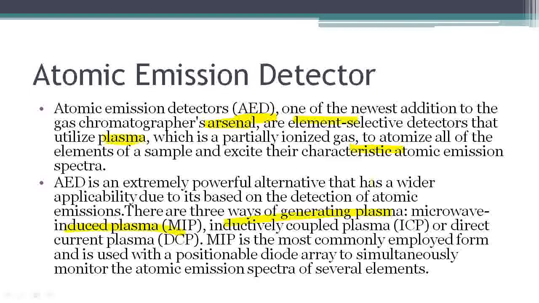And the microwave induced plasma is the most common. Okay, so what happens, it ionizes the sample at an atomic level, atomic emission detector, right? So this was a small topic. Actually it's a very big topic, but we'll just keep it brief. Plasma is an ionized gas to atomize all of the elements of the sample and excite their characteristic atomic emission spectra. Okay, it excites all the atoms.